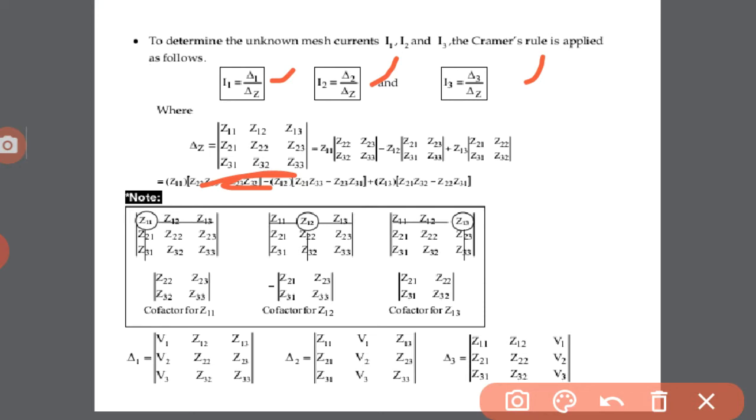The determinant of the matrix can be determined as follows. Take z11 as the common factor, then go for the two-by-two determinant of z22, z23, z32 and z33; for the next term the sign is minus, then plus. In mathematics, when determining the determinant, the first coefficient is considered positive, the next negative, the next positive, and so on.